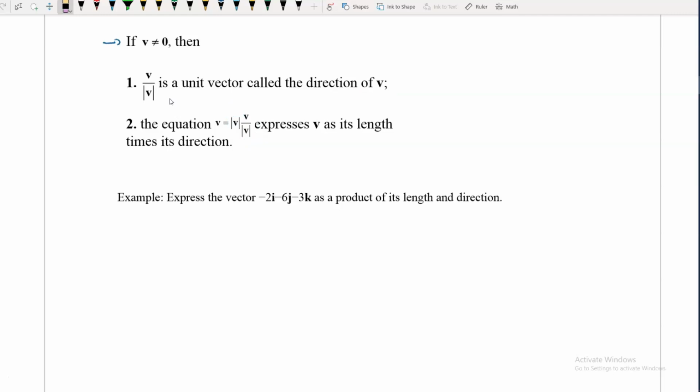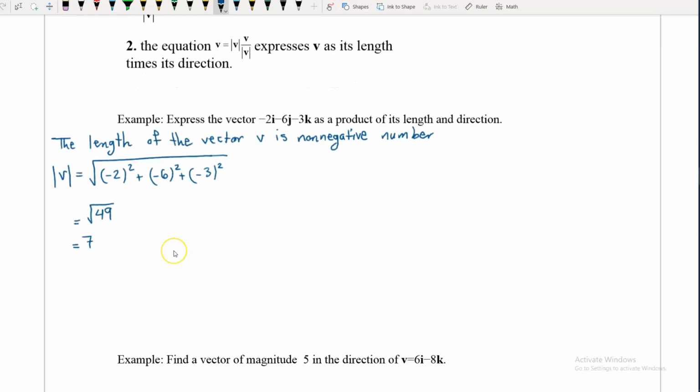Now here an example: express this vector -2i minus 6j minus 3k as a product of its length and direction. So first, finding the length is equal to the square root of (-2) squared plus (-6) squared plus (-3) squared, and this is equal to the square root of 49, and our answer is 7.